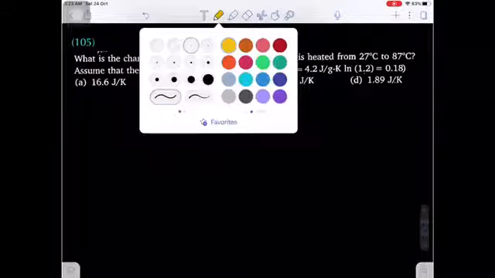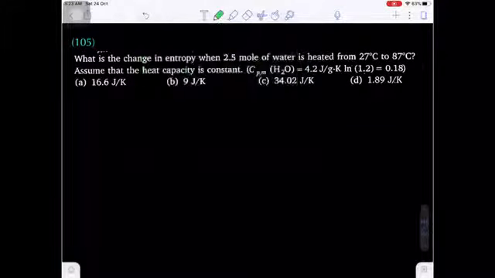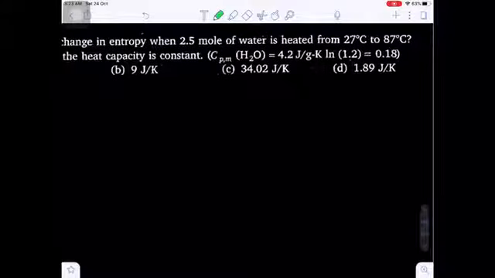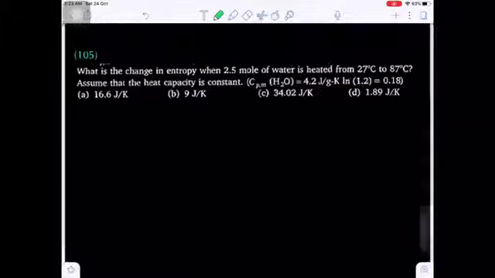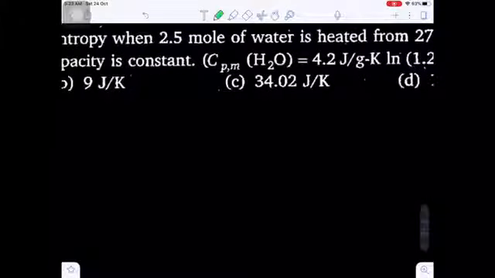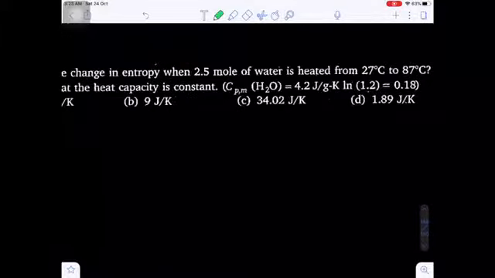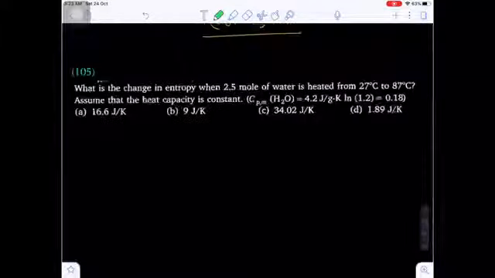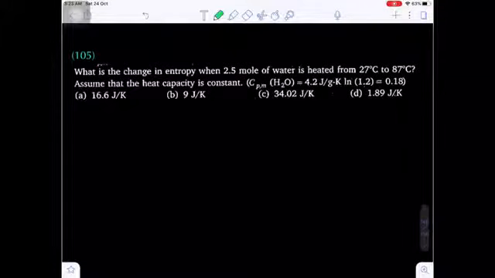Okay. Question number 105. In question number 105, what is the change in the entropy when 2.5 moles of water is heated from 27 to 87 degrees Celsius? Assume the heat capacity constant, that is given, Cp,m of H2O is 4.2 joule per gram per Kelvin. Remember, ln 1.2 value is given as 0.18.